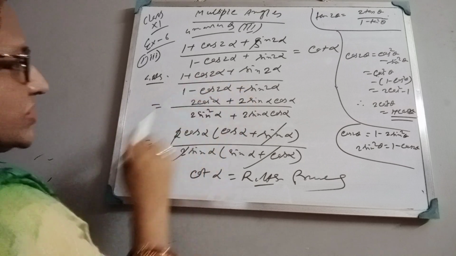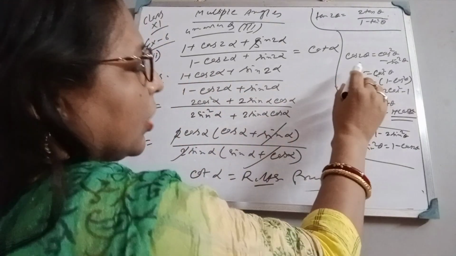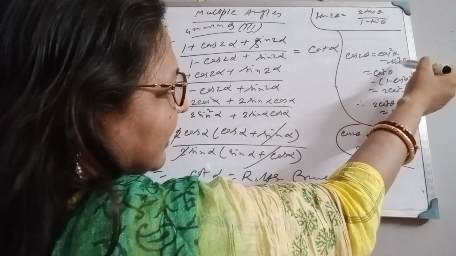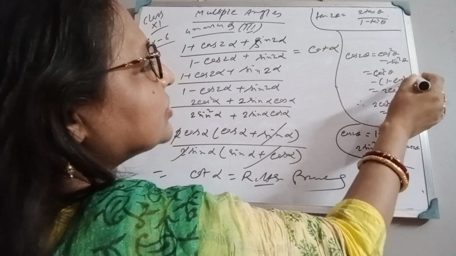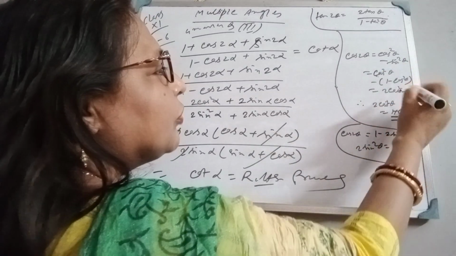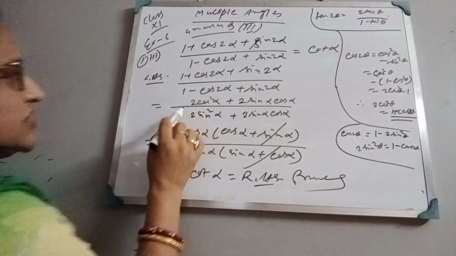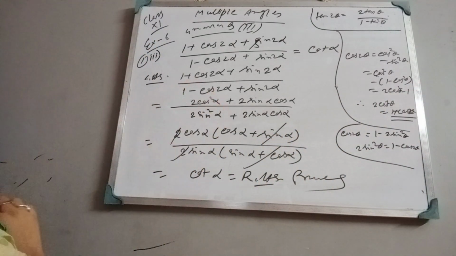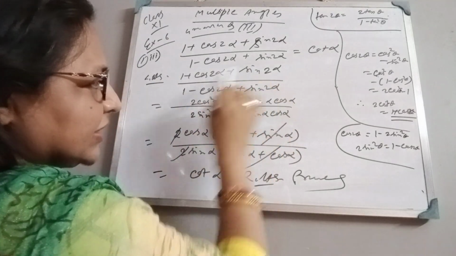So we have written this one. Now 1 plus cos 2 alpha is equal to what? Cos 2 theta equals cos square theta minus sin square theta, and sin square theta means 1 minus cos square theta. So it is coming 2 cos square theta minus 1. So 2 cos square theta equals 1 plus cos 2 theta. So instead of 1 plus cos 2 alpha, we can write 2 cos square alpha plus 2 sin alpha cos alpha for sin 2 alpha.